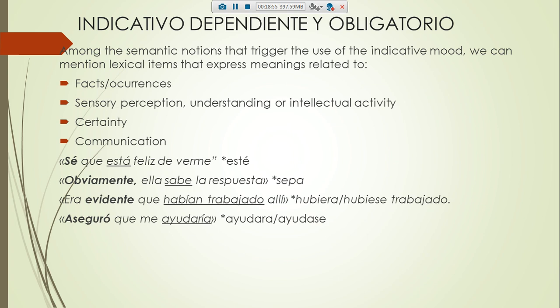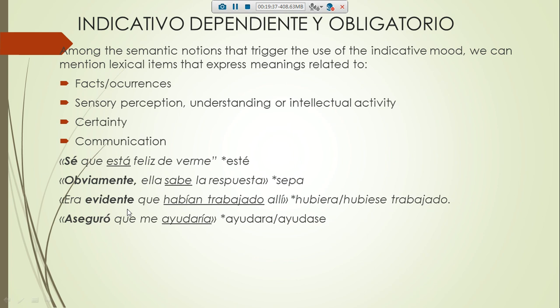So, for example, sé que está feliz. Sé is a verb of intellectual activity and it's expressing a fact. Obviamente, this adverbial implies certainty, so it triggers the indicative mood. Obviamente, ella sabe la respuesta. So you could not say, obviamente, ella sepa la respuesta. That would be ungrammatical. The same as, sé que esté feliz de verme. It's ungrammatical.